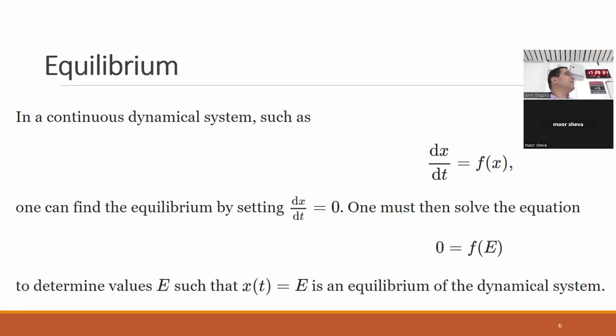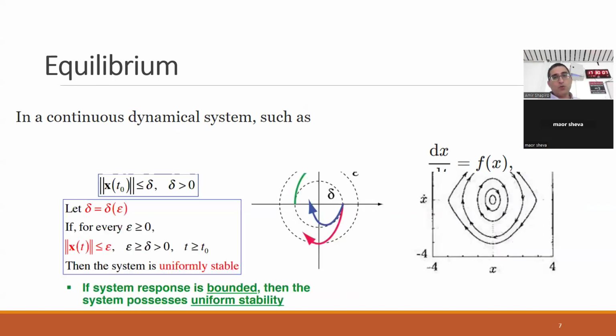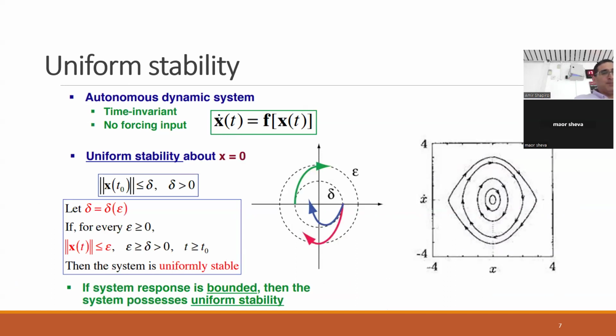So now that we defined what equilibrium is, we can talk about the properties of the equilibrium, whether this equilibrium is stable or not stable. If I perturb the system and move it a little bit, will it go back, or stay in another place, or diverge and go to infinity? So we can talk about stability.